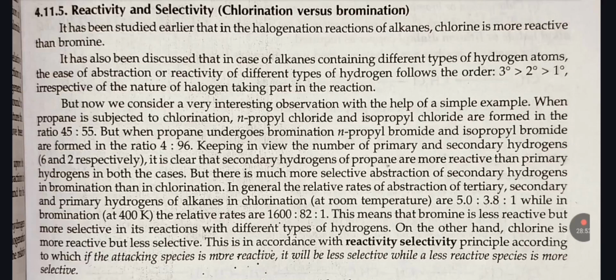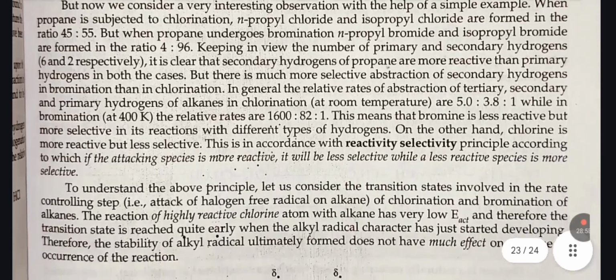When propane is subjected to chlorination, n-propyl chloride and isopropyl chloride are formed in ratio 45:55. But when propane undergoes bromination, n-propyl bromide and isopropyl bromide are formed in ratio 4:96. Keeping in view the number of primary and secondary hydrogens, 6 and 2 respectively, it is clear that secondary hydrogens of propane are more reactive than the primary hydrogens in both the cases.